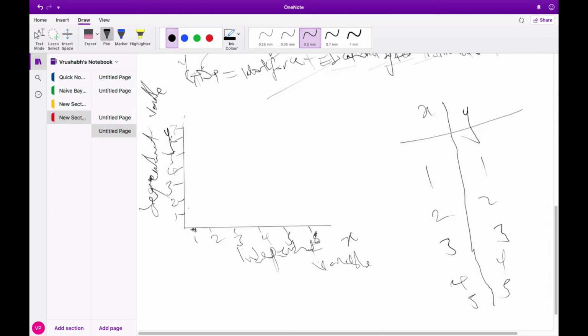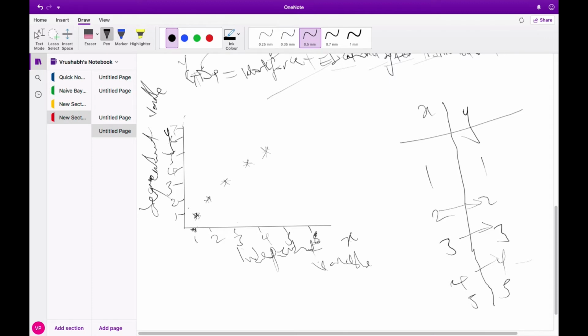So if x is 1, y is 1. So somewhere maybe they will meet somewhere here, right? That's where we can plot that point. If x is 2, y is also 2. So they will meet somewhere here, okay? And then if x is 3, y is also 3. So this one and 3 will meet somewhere here. X is 4, y is 4, so both of them will meet somewhere here. X is 5, y is 5, so they will meet somewhere here.